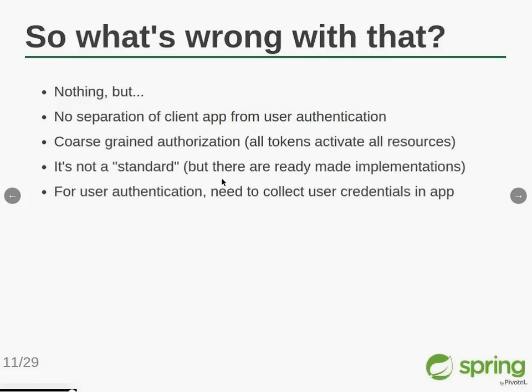It's fairly coarse-grained, and you can see that with GitHub. Basically, you get one token and you use it to access all the resources. It doesn't actually distinguish between different levels of access. That's fine for developers, right? That's why GitHub does it that way, but it might not be great for a more complex system where users are not all developers. It's also not, quote, a standard, but you can pick up some ready-made implementations off the shelf in various places. Grails, I think, has a plugin that does something like this.